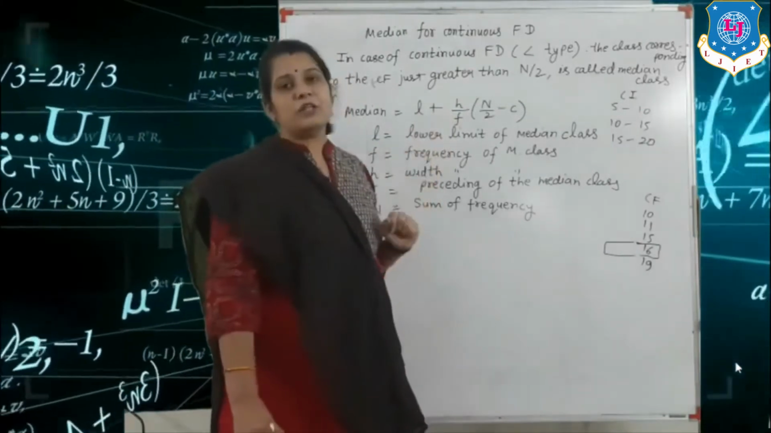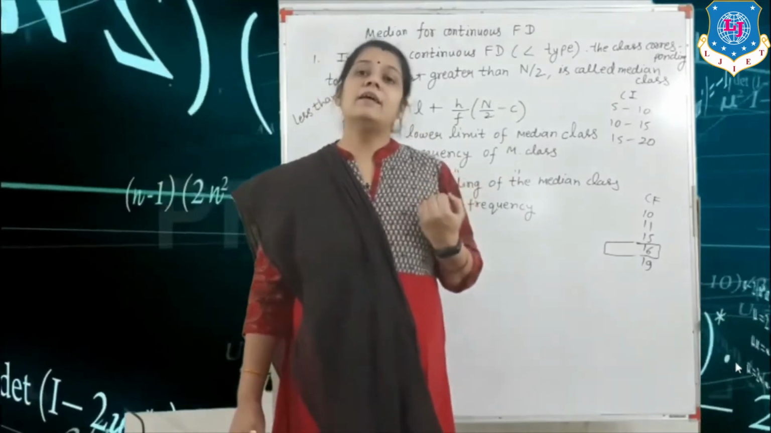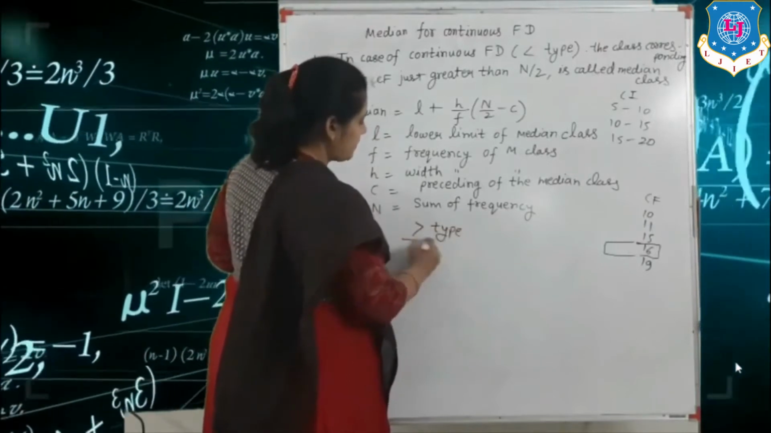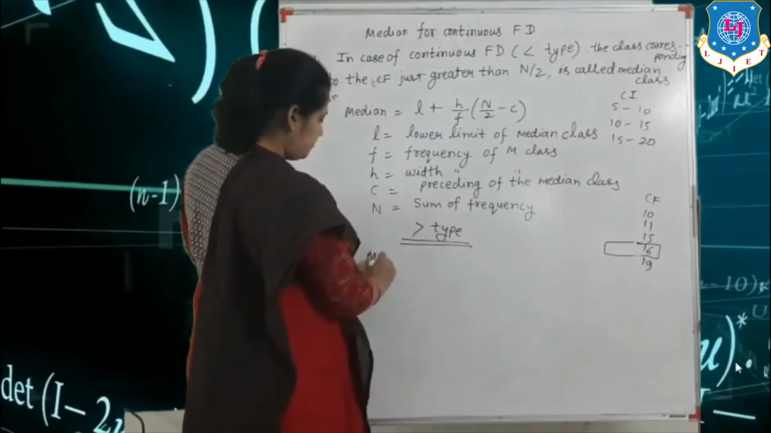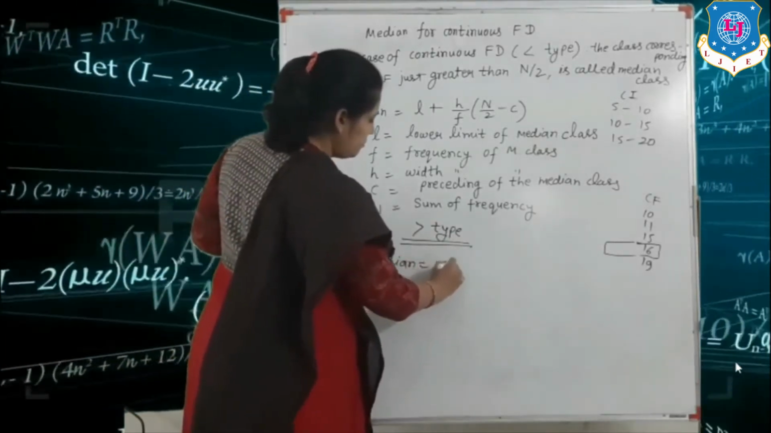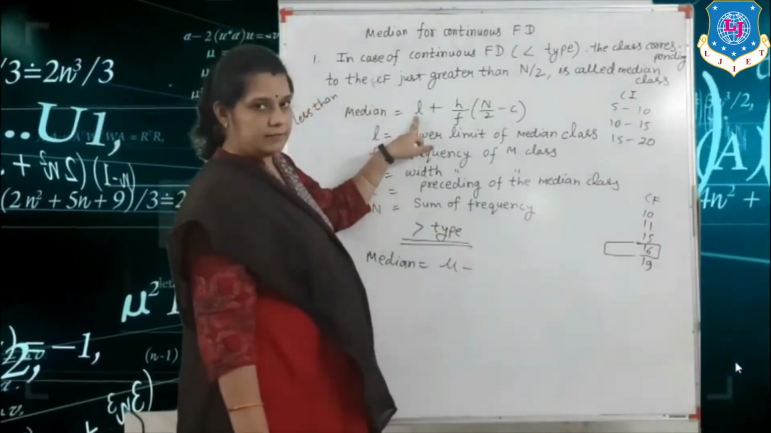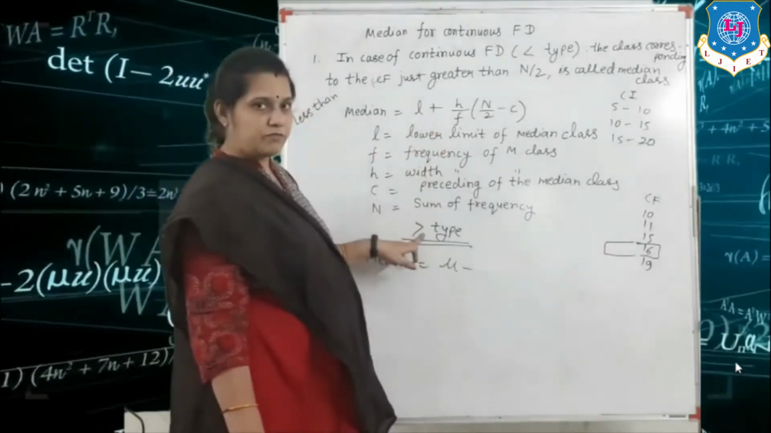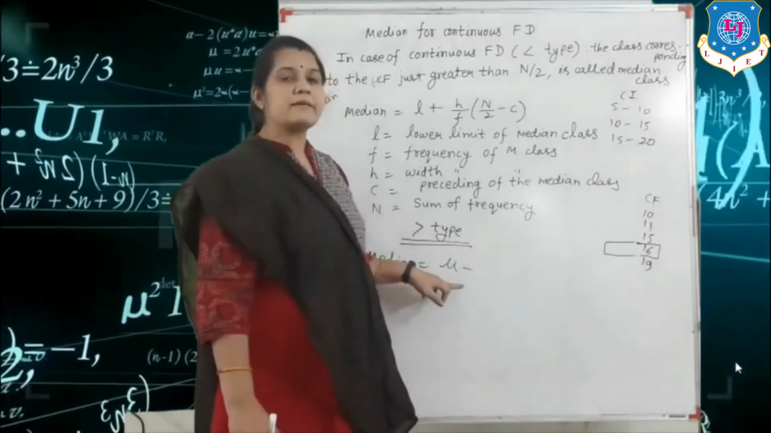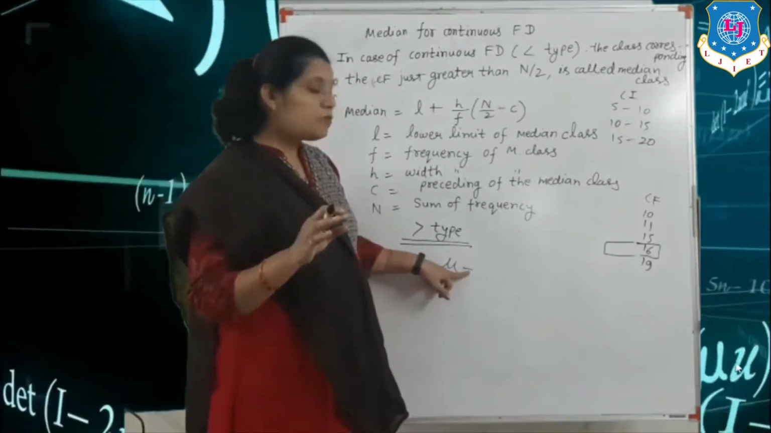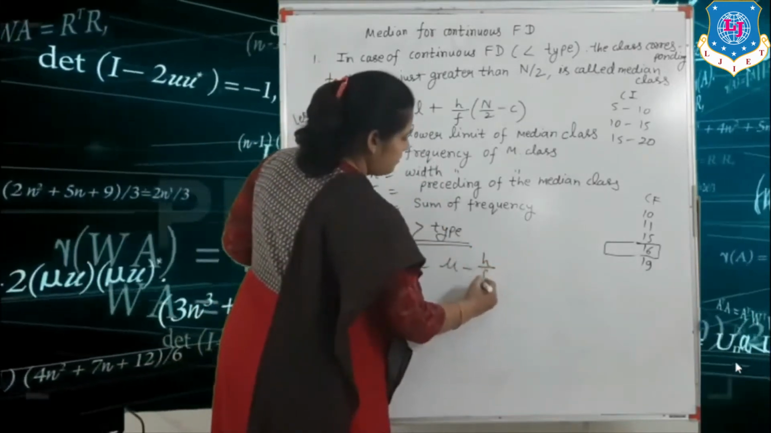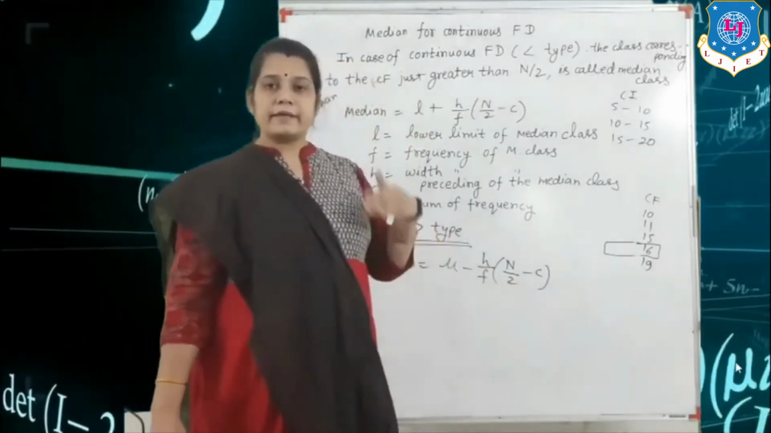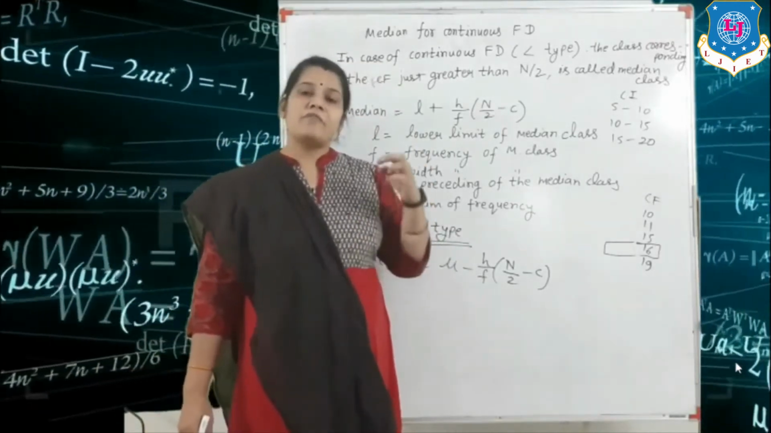So this is the formula of the less than frequency type for finding the median. Next one is the greater than type of frequency distribution. Your median formula is mu minus. Here, if we used L, the lower limit, you write the plus sign. In the greater than type of frequency distribution, you write mu, sometimes the small mu. Both are correct: mu minus h upon f times n by 2 minus c. This is the formula of the greater than type of frequency distribution for finding the median.